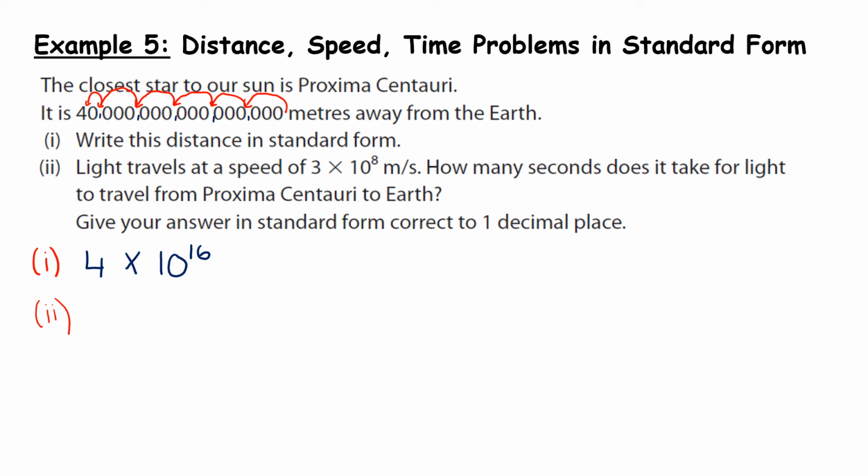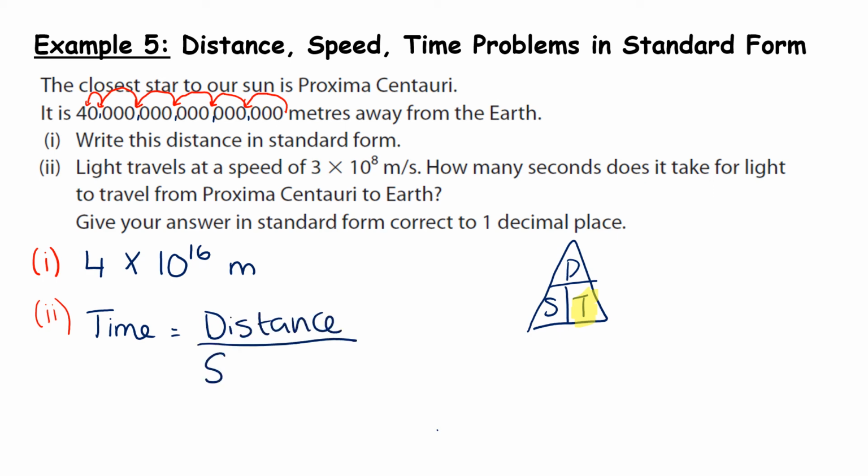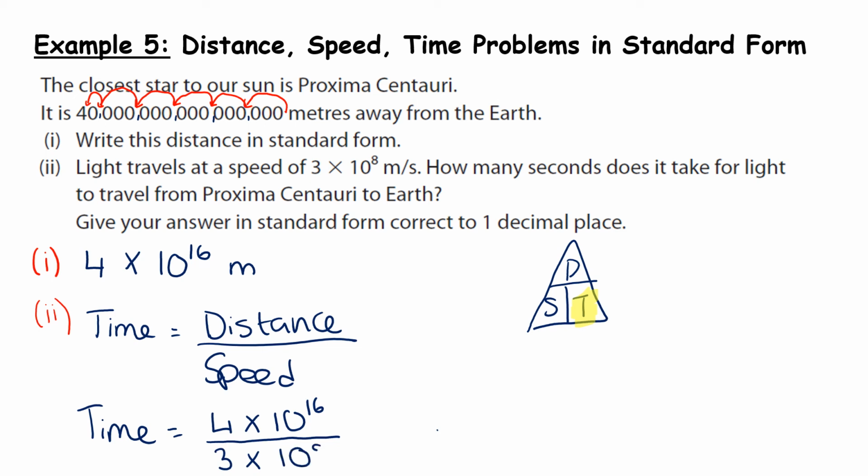So the first thing I'm going to do is draw my little DST triangle. We have distance, which I should have written in meters, we have speed, and we're looking for time. So time is distance divided by speed. To work out the time, we have distance, which is 4 by 10 to the power of 16, over speed, which is 3 by 10 to the power of 8.